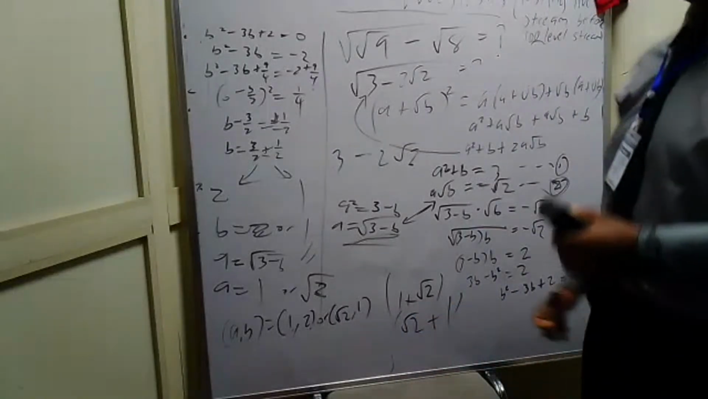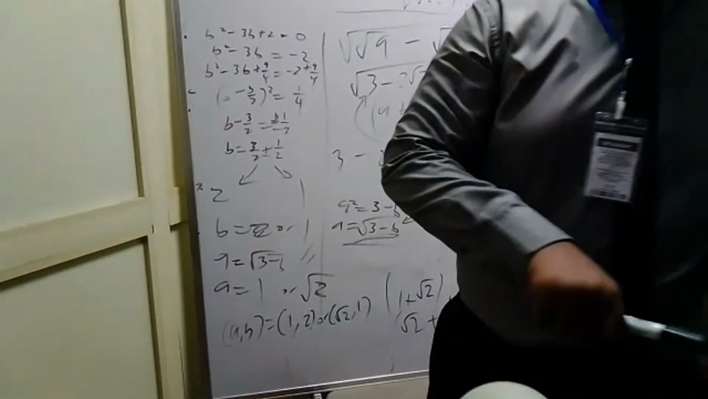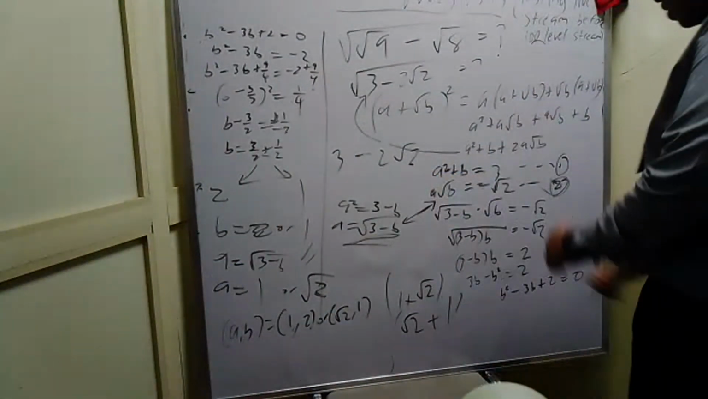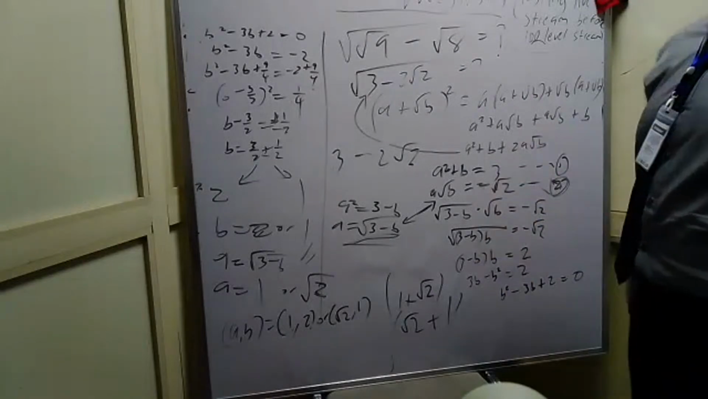So there is only one solution. We have 1 plus root 2 twice. Most of them come out in that form, but you just have to try it, because you will not know when you have two different solutions. But in this case, we have one solution. So the square root of 3 minus 2 root 2 must give us 1 plus root 2.